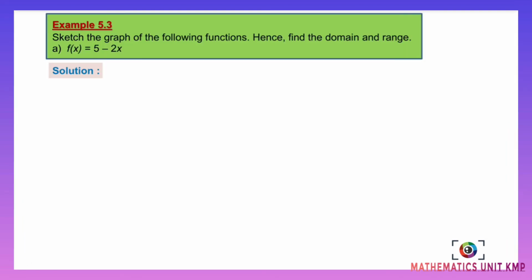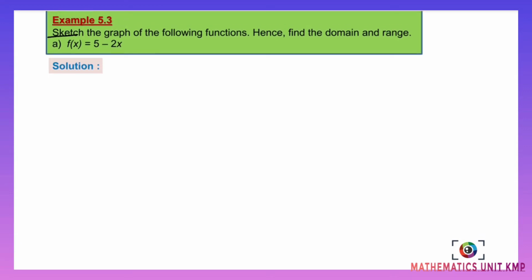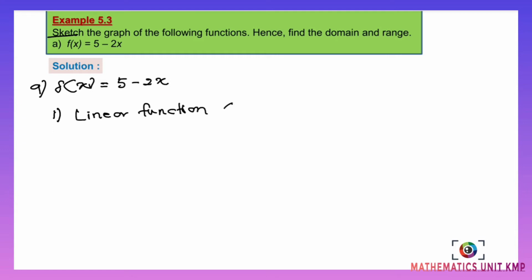Sketch the graph of the following functions, hence find the domain and range. So this one is sketch. So for example, 5.3a, we have f(x) equals 5 minus 2x. Okay, so first one, we know this one is a linear function. Why? Because x is power of 1. Second one, increasing or decreasing. So this one is decreasing because a is less than 0.